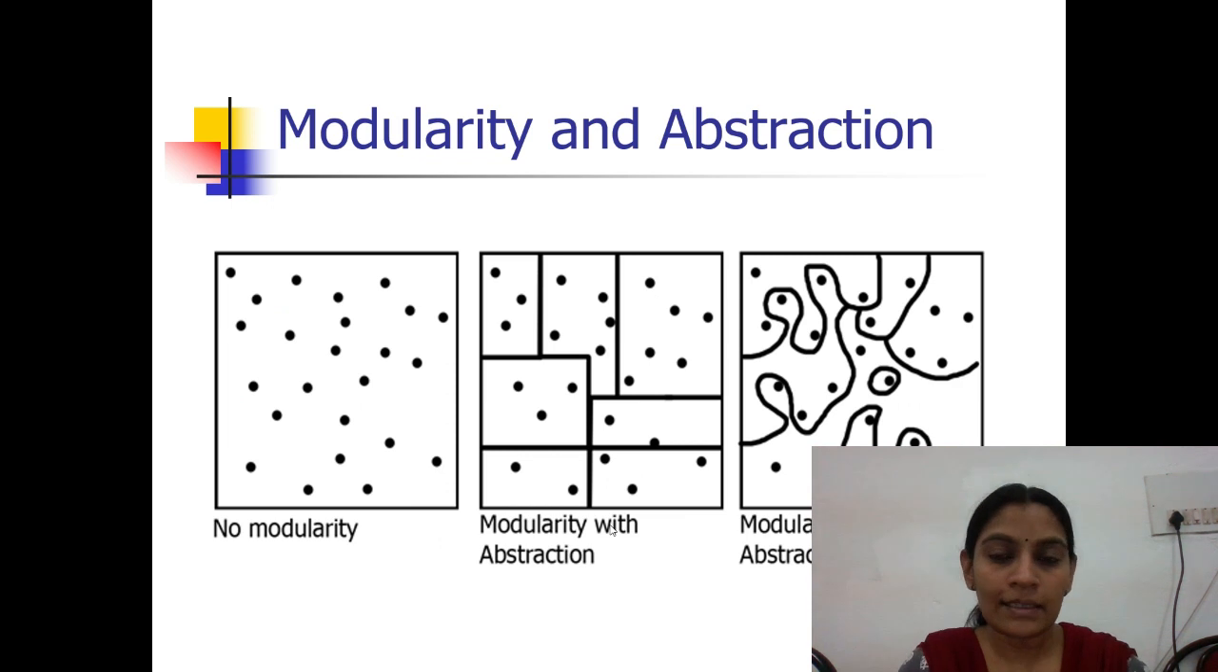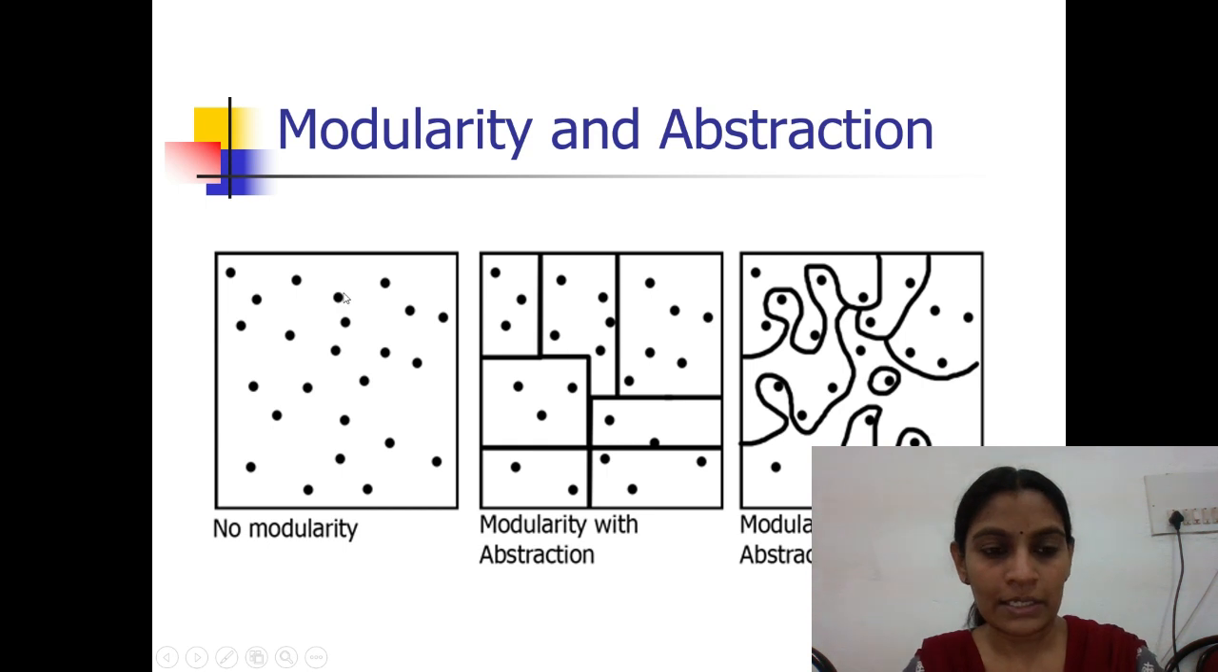Basically these are a few keywords. We will be discussing a few keywords that are going to come into picture when we are talking about software product design. The first keyword I would like to introduce to you is modularity, and another one is abstraction.